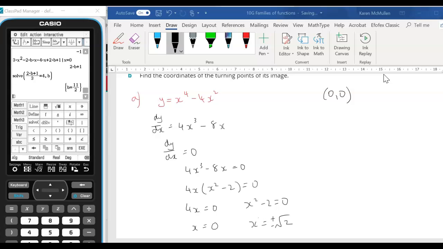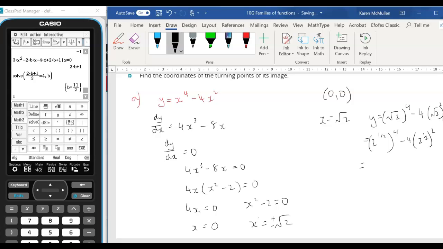All right, and you could do this on your calculator if you wanted to, but when x is equal to root 2, we're going to have y is equal to root 2 to the power of 4 minus, I'm going to run out of room here, 4 root 2 squared. All right, if it helps, instead of using the square root, just use the power of a half, times 4 minus 4, 2 to the power of a half, 2.